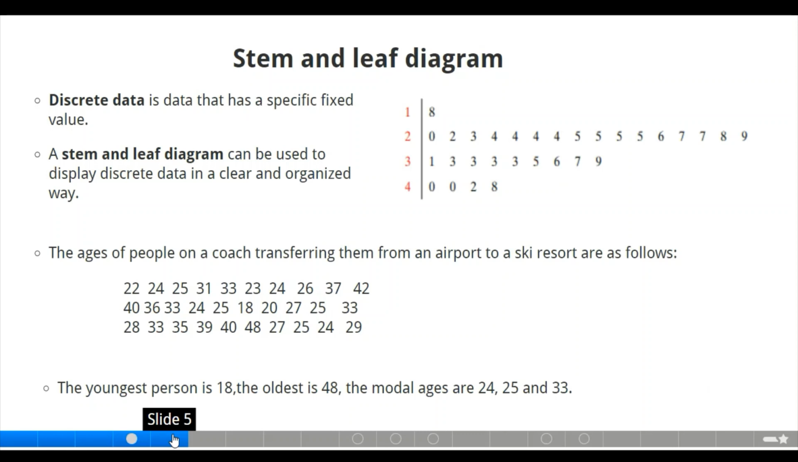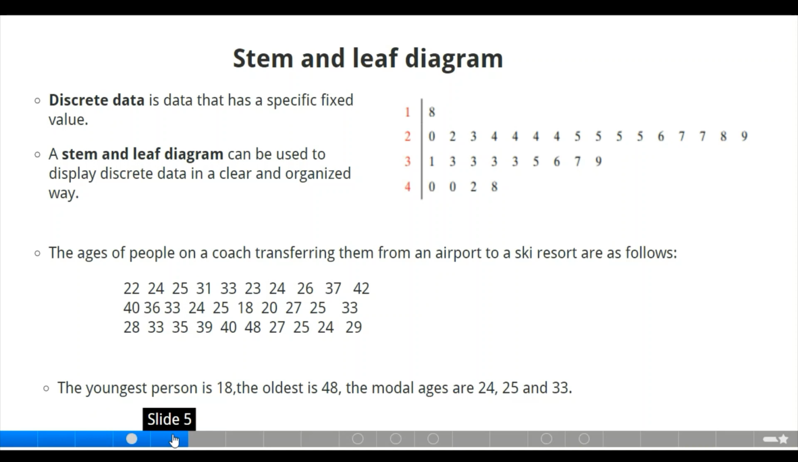Now we have the stem and leaf diagram. I made mention of categorical data in the other class, that is, you have a specific data set. Now, when we are talking about discrete data, we are talking about fixed specific values, that is, 1 is 1, 2 is 2, 3 is 3, and so on and so forth. So the stem and leaf diagram can be used to display discrete data in a clear and organized way.